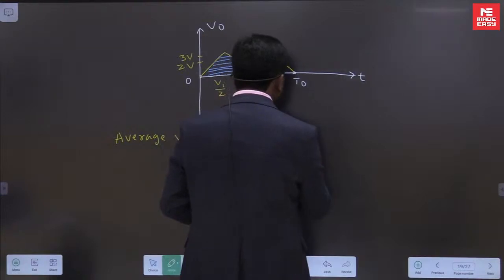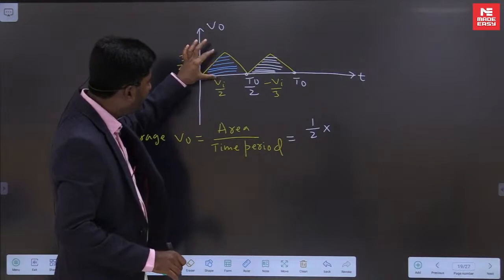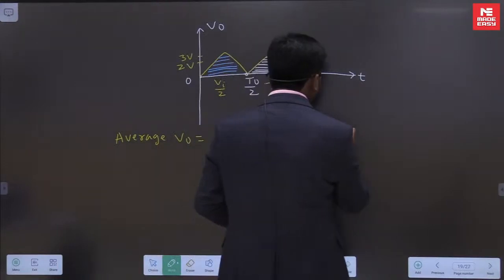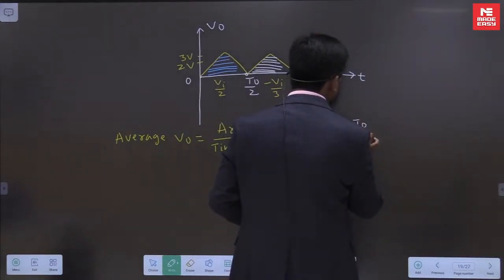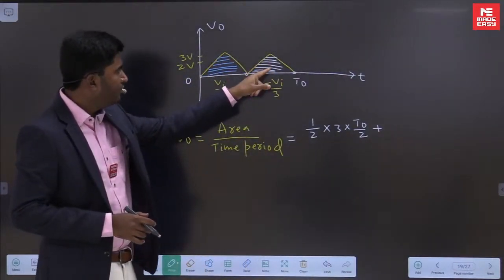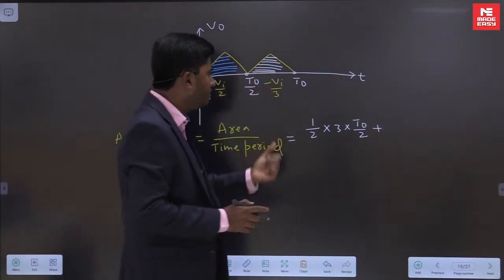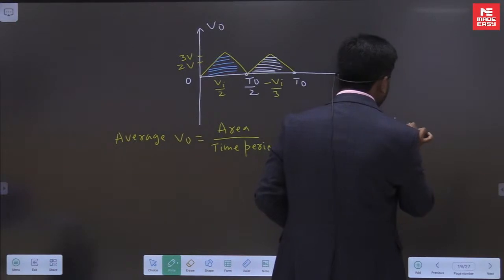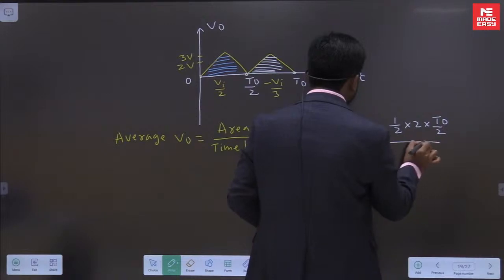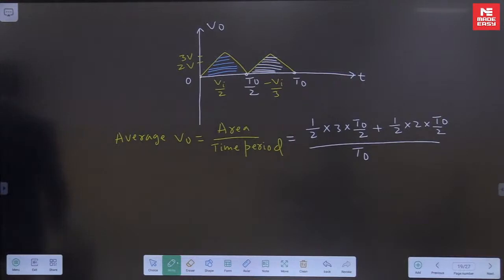So when you write the area, it will be like this: 1 by 2 into, for this portion, what will be the height? Height will be 3. And what will be base? Base will be T naught by 2. 3 into T naught by 2. Plus, what about this portion? For this portion, height will be 2 volt, and base is again T naught by 2. So 1 by 2 into height into base, whole divided by T naught. Okay, so you can find the average this way.